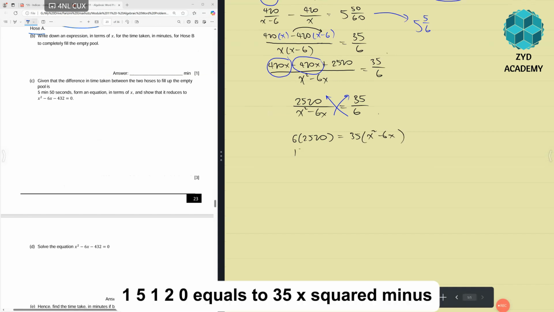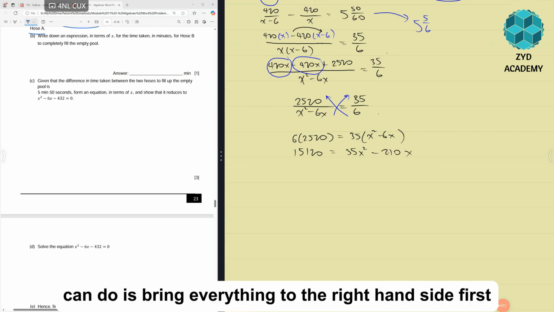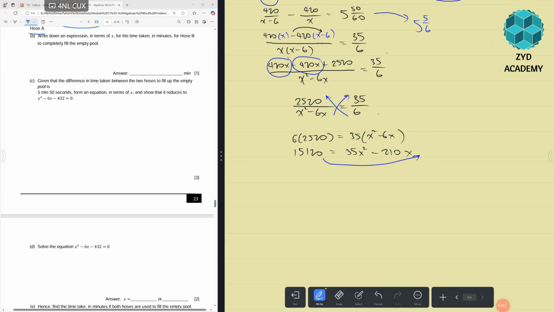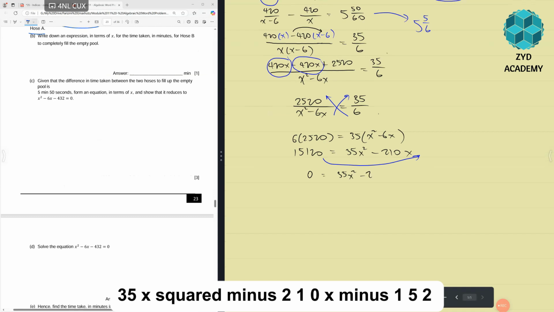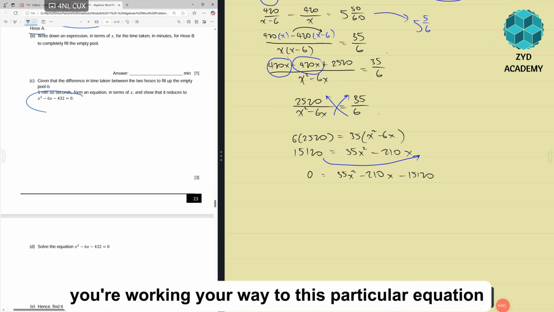Expand: 15120 equals 35x squared minus 210x. All you can do is bring everything to the right hand side first. 0 equals 35x squared minus 210x minus 15120. And keep in mind, you're working your way to this particular equation.